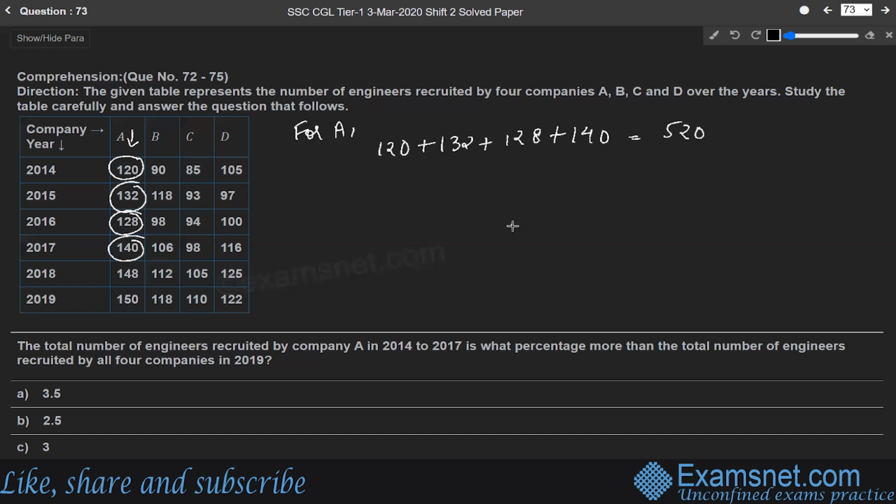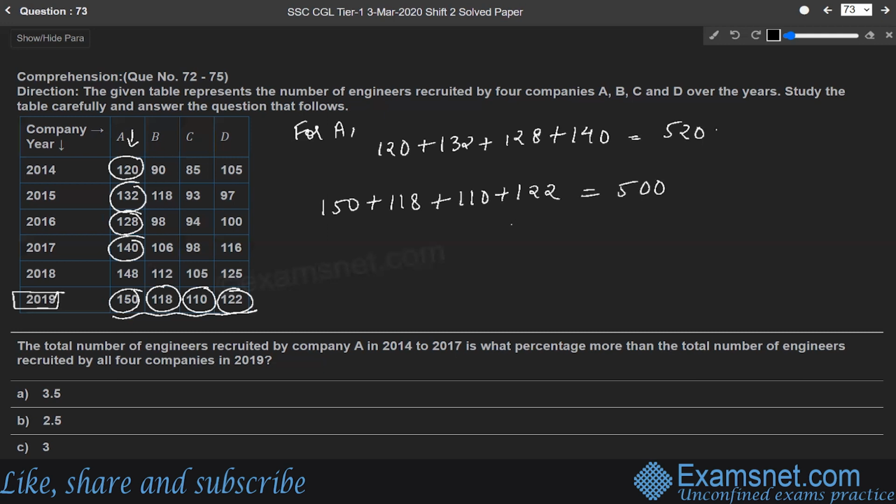Now let us find the total number of engineers recruited by all the 4 companies in the year 2019. This is the year 2019. What is the total number of engineers recruited by all the companies? 150 plus 118 plus 110 plus 122, right? So for all the companies, the total sum will be 150 plus 118 plus 110 plus 122. This gives 500.